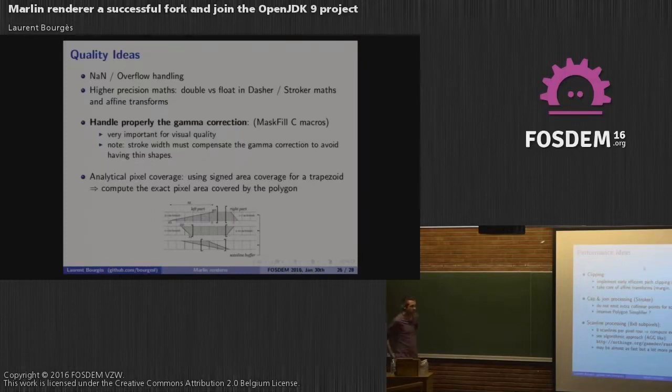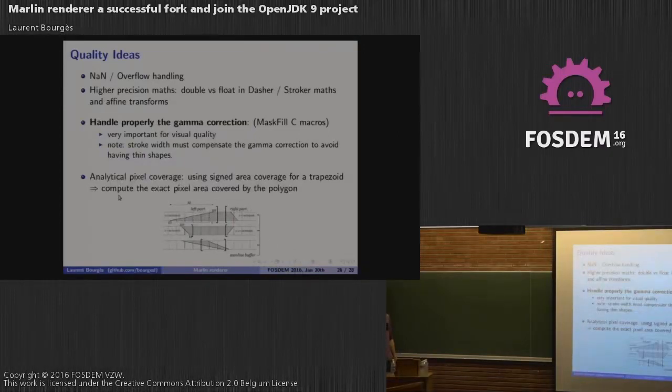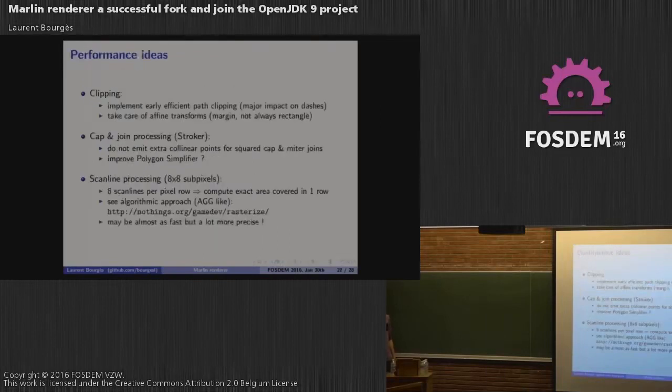And on the performance, there is no clipping algorithm, and it's not so straightforward to do. And also we could improve the cap and join processing, simplify the segments a bit and things like that. But for me, the two most important things are the gamma correction and a more accurate algorithm to compute the coverage of the pixel. It's illustrated that you can use typically the trapezoid area, instead of counting subpixels.